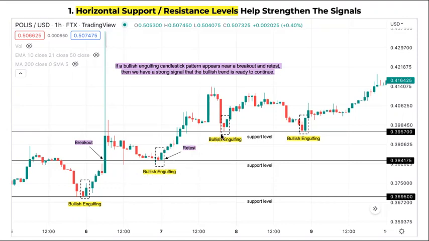Or you can put your stop loss here, just in case it breaks down. If you hit your stop loss, you're out of the trade. Okay, yeah, you make this profit.